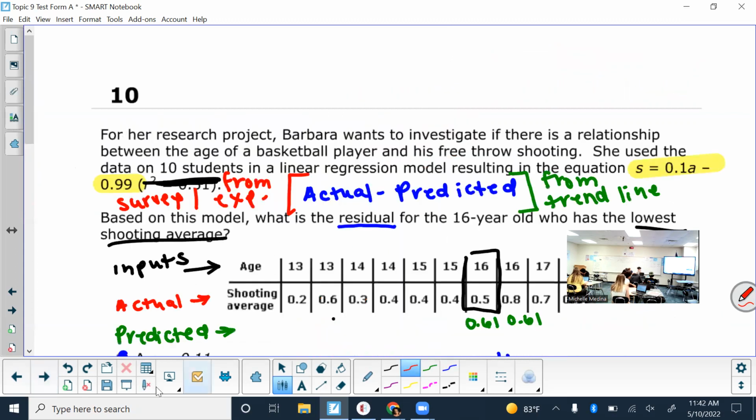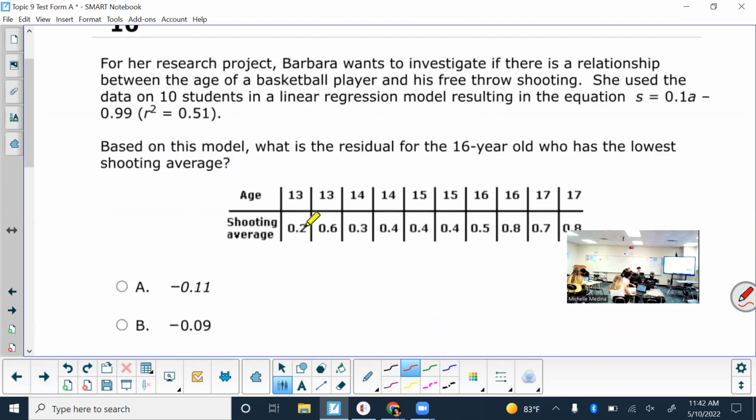All right, so for her research project, Barbara wants to investigate if there is a relationship between the age of a basketball player and his free throw shooting. She used the data on 10 students in a linear regression model resulting in this equation.